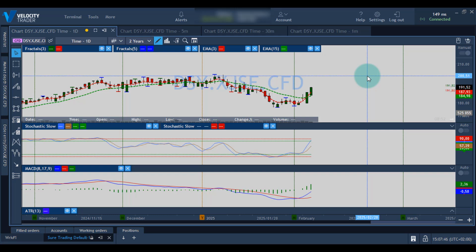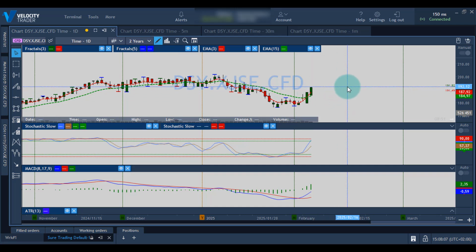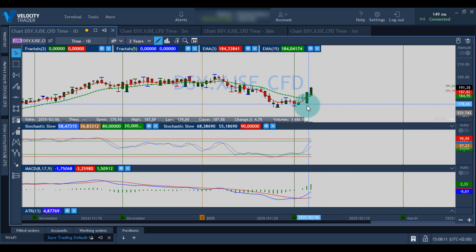So I'm going to go ahead and place my order. But first I need to establish the risk. If we were to enter at the current price, which is 191.50, I would say that my stop loss would probably be put below these lows of the last while. So I would put my stop loss around about there.